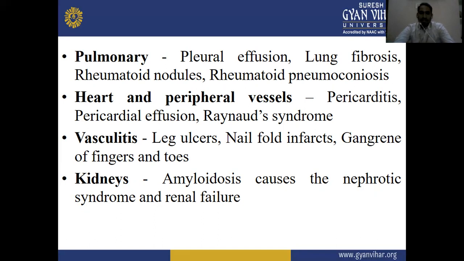And next one is kidney. Amyloidosis with nephrotic syndrome and renal failure. Amyloidosis is the buildup of amyloid protein in the heart, kidney, liver, and other organs.